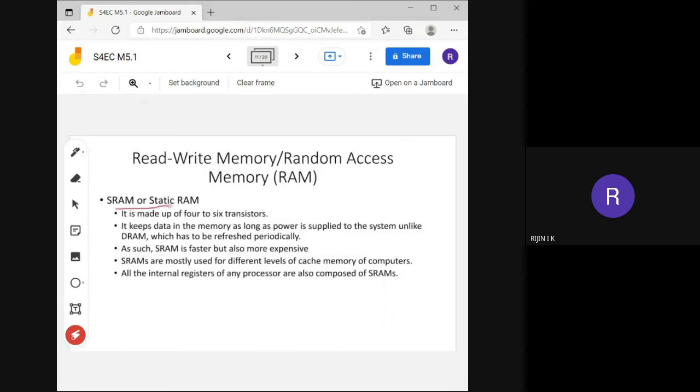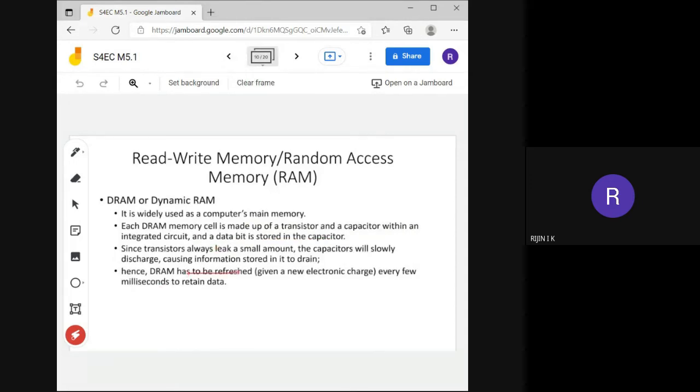And then next one is SRAM or static RAM. Okay, static RAM. That is also read-write memory. Here static RAM is made up of 4 to 6 transistors. Static RAMs are made up of 4 to 6 transistors. That means it keeps data in the memory as long as power is supplied to the system, unlike DRAM, which has to be refreshed periodically. That means നമ്മൾ നേരത്തെ പഠിച്ചായിരുന്നു DRAMന്റെ കേസിൽ we need to refresh periodically.